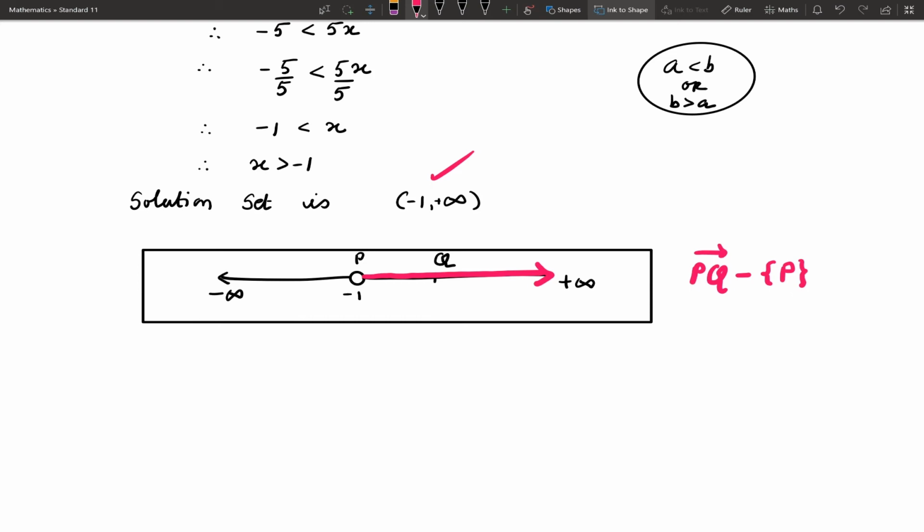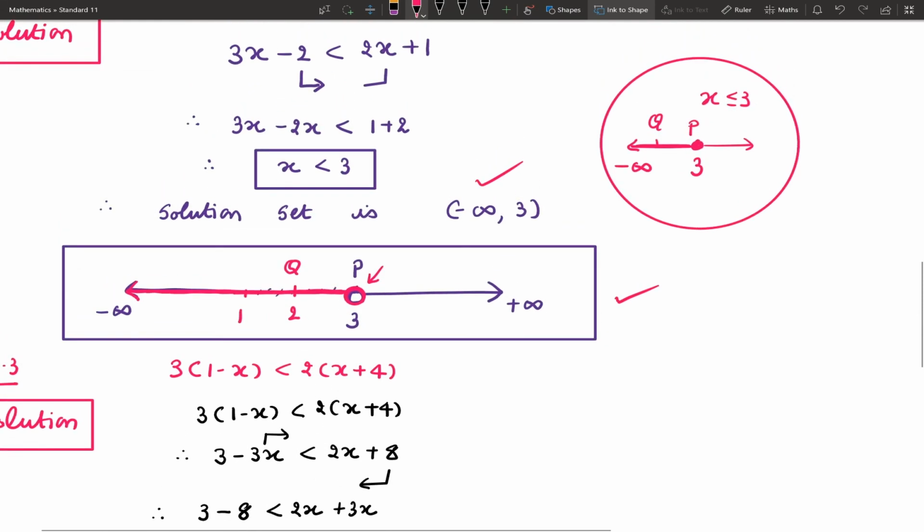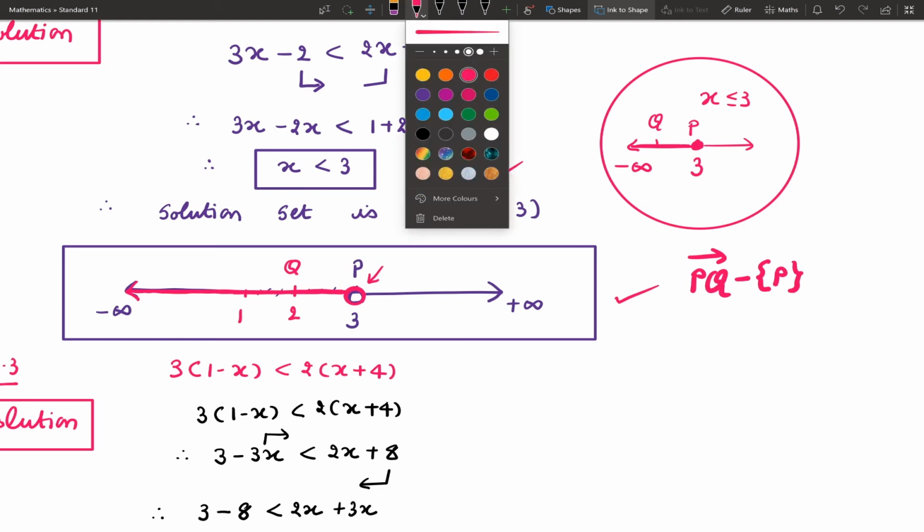Similarly in the previous solution also you can denote it by, here you can note that we have to omit p, so the solution portion is also ray pq minus p. If the inequality is slack then there is no need to subtract p, but here we are omitting p, so we have to subtract point p. So you take care when you denote the solution graphically.